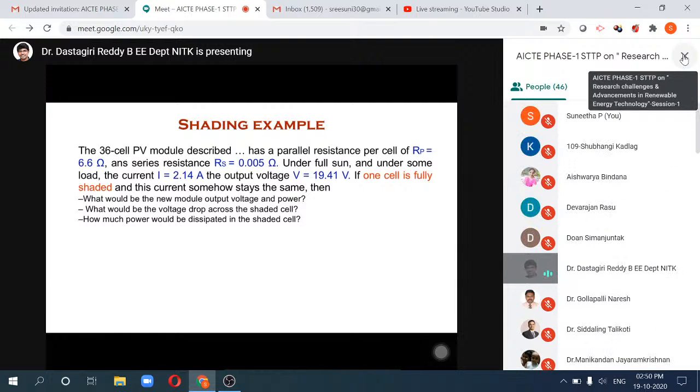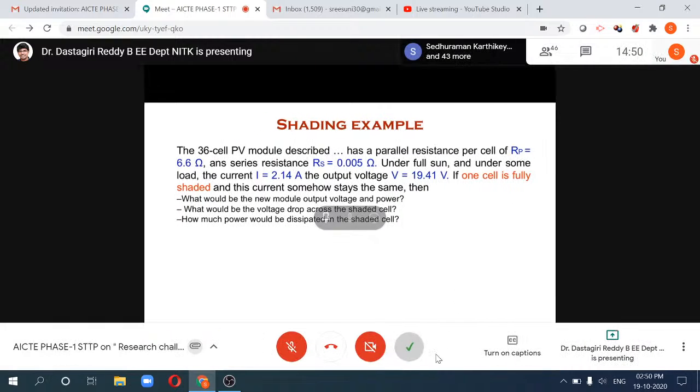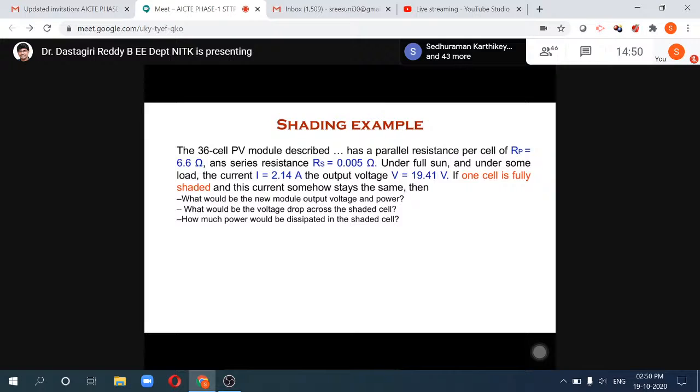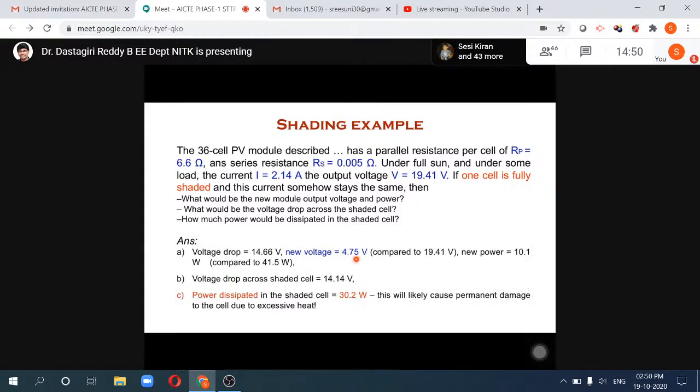How would the power be dissipated in the shaded cell? If you look at the answer, you'll see that the new voltage has dropped from 14.6 to 4.75 volts just because of one shaded cell. So there will be a huge difference in the voltage.